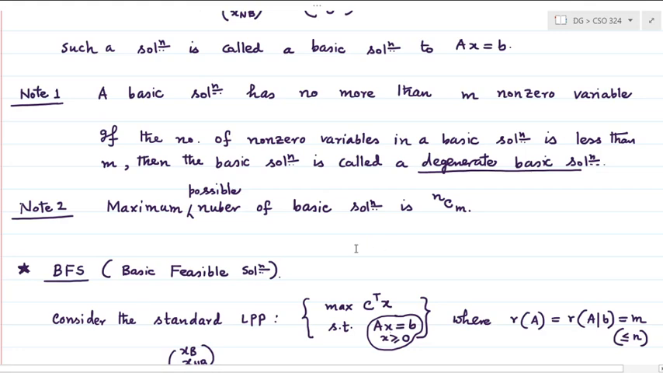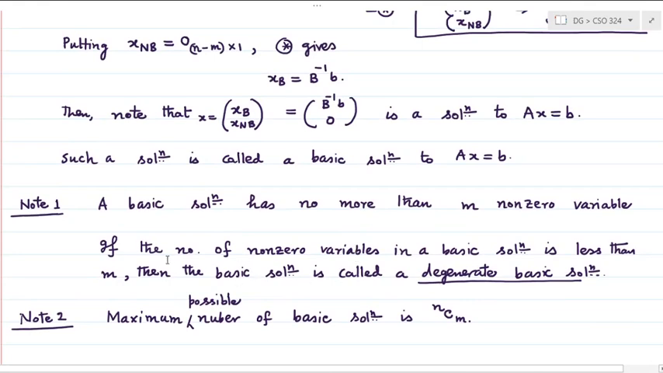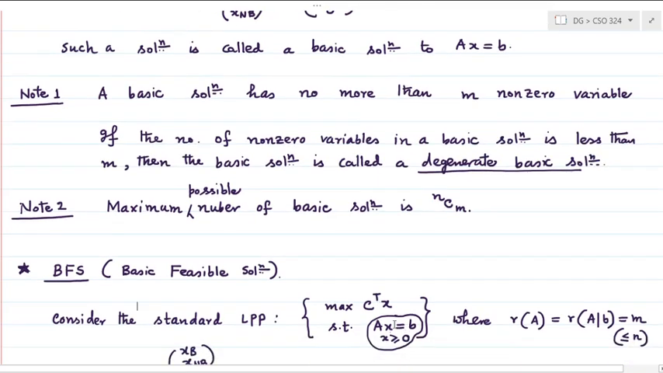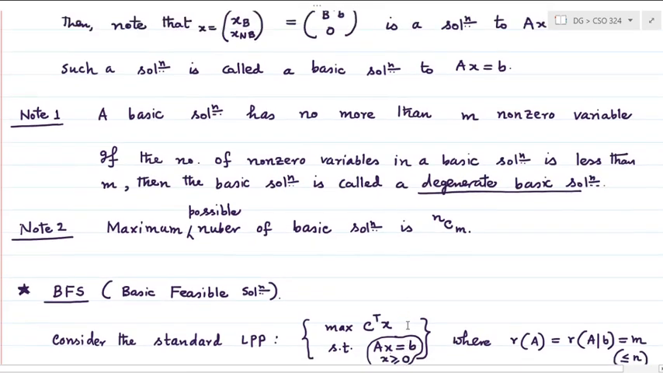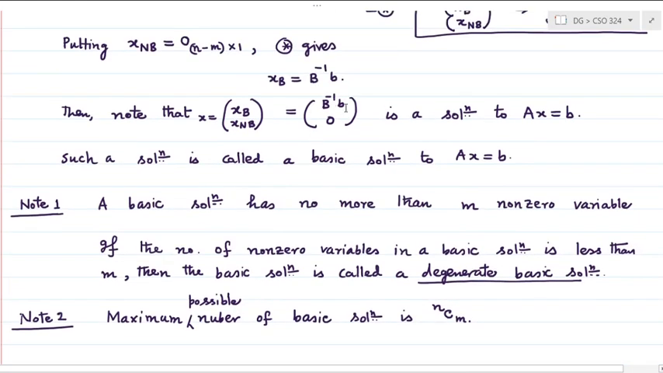And also we have come across a particular notion that is called the degenerate basic solution. B inverse b is obviously having m many components, since B is a matrix of order m by m, and this small b, the right hand side of Ax equals b, has m many components. Therefore B inverse b is an m-vector. If any of the components of B inverse b is equal to 0, then we call that solution a degenerate basic solution.